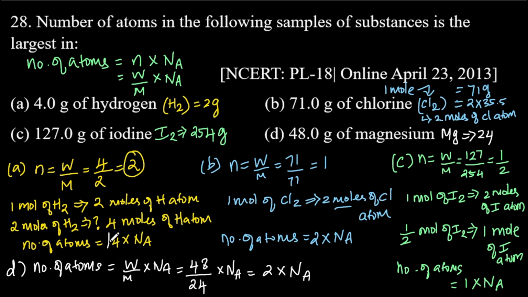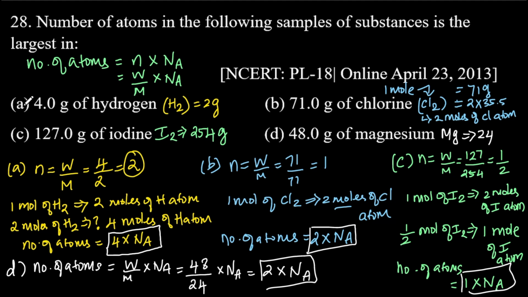So if you compare the 4 options, only for option A, you are getting the higher number of moles, 4 into Na. For option B, you are getting 2 into Na. For option C, 1 into Na. And for option D, again 2 into Na. So which is largest? Option A. So you are getting 4 into Avogadro number, so it is having the highest number of atoms.